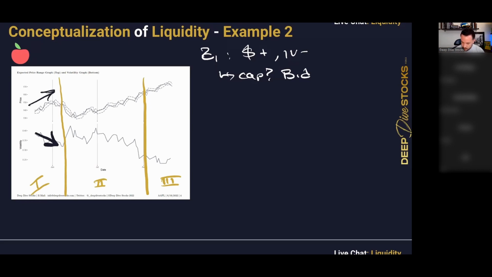What else? I'm just checking over my notes. Do we think that there's more? Is there more bid or more ask?